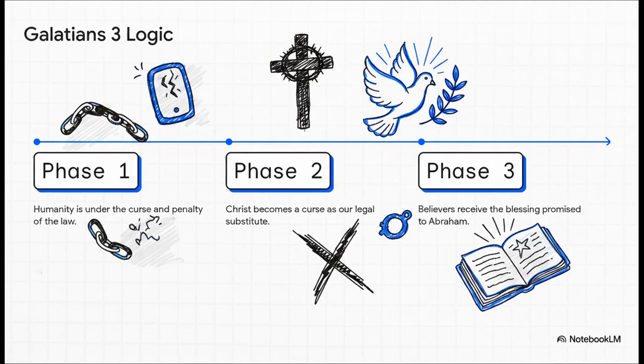Point 1. Humanity is under the curse or penalty of the law. Point 2, Christ steps in as a legal substitute, becoming a curse by hanging on a tree to absorb that penalty. And point 3, because that legal penalty is paid, believers receive the blessing promised to Abraham. It's a classic mechanism of penal substitution.